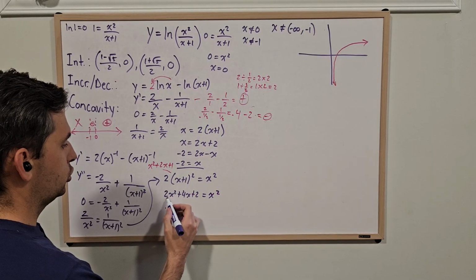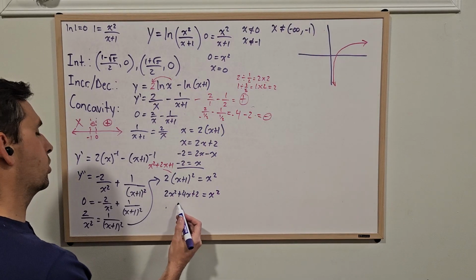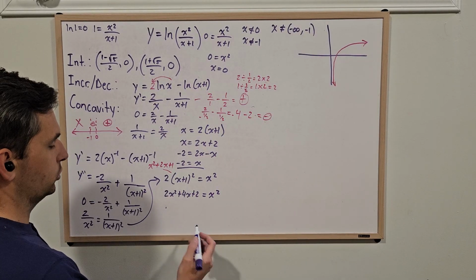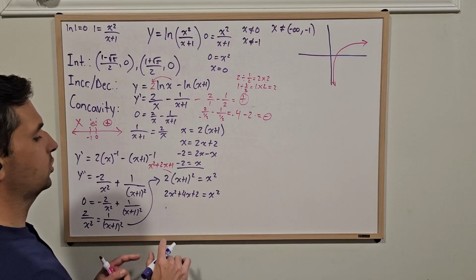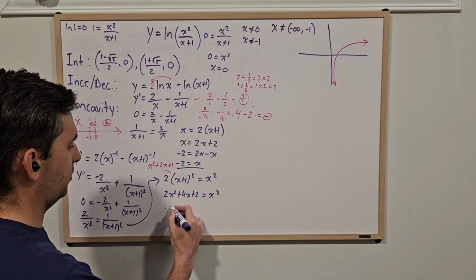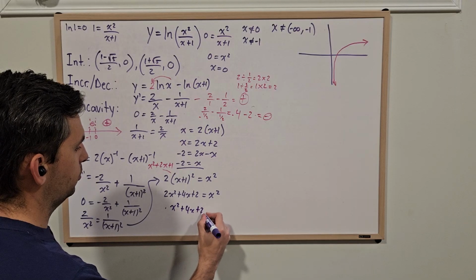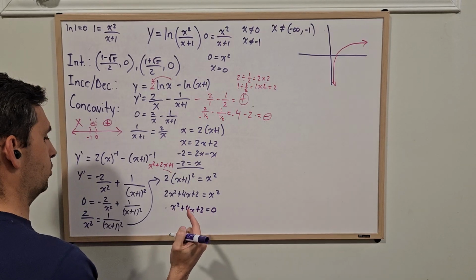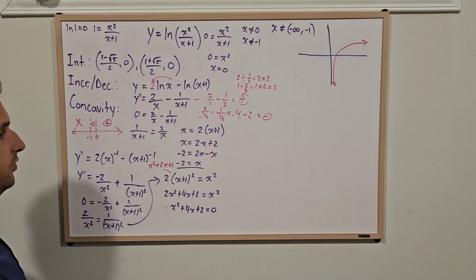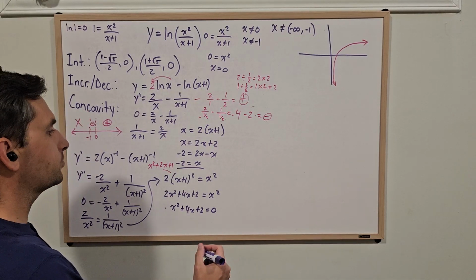Now I go 2x squared. If I move this x squared over to the other side, it's going to be minus x squared. So 2x squared minus 1x squared is just going to be 1x squared. So I have x squared plus 4x plus 2 is equal to 0. Once again, we need to use the quadratic formula to solve this.